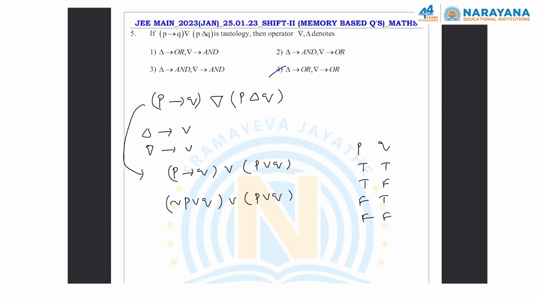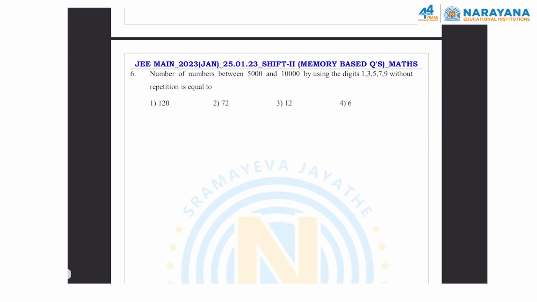Fifth one. Moving to the next question. Number of numbers between 5000 and 10,000 formed by using the digits 1, 3, 5, 7, 9 without repetition is equal to. So which means we have to frame a 4-digit number, and the first place should be greater than or equal to 5.